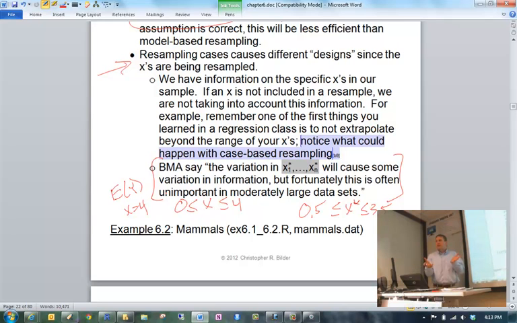But fortunately, this is often unimportant in moderately large data sets, which you can think about simply: if you have a large data set, if you lose one X that was originally in the original sample, that's probably not going to be that big of a deal. So let's look at an example.